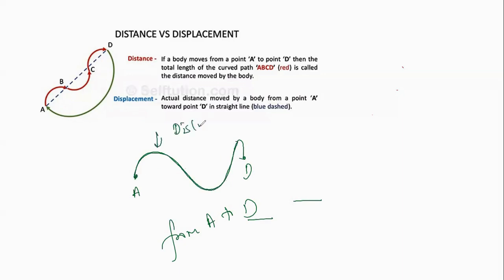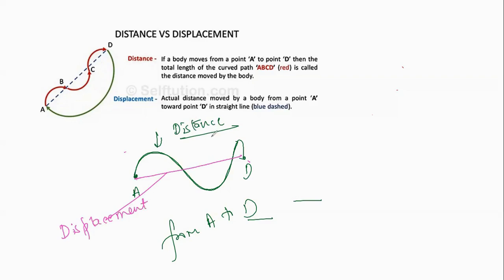So this path is called the distance. This total length of this path is called the distance. But if I chose to move from A to D, the shortest distance is this one, without moving here, here. I just got this path, okay, from here to here, a straight path. So this is the displacement. Displacement means the shortest path from one position to another position.